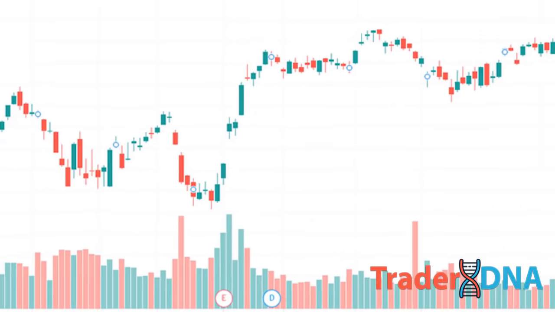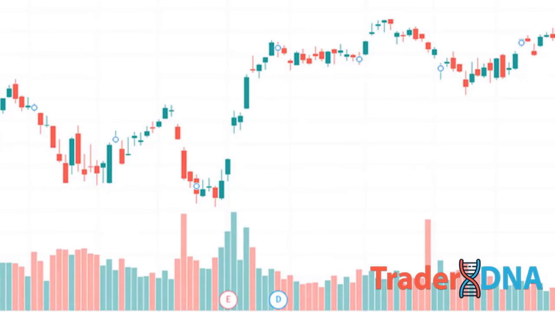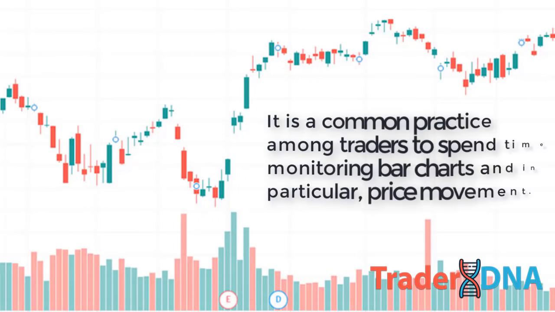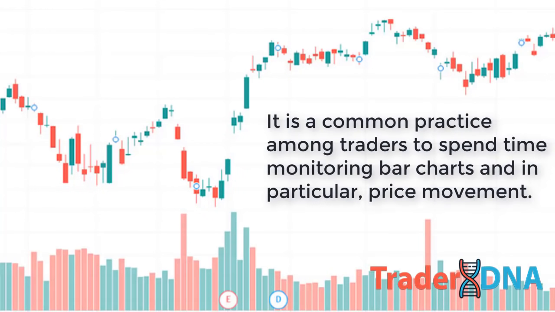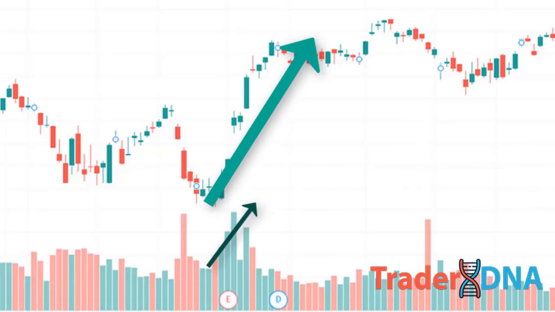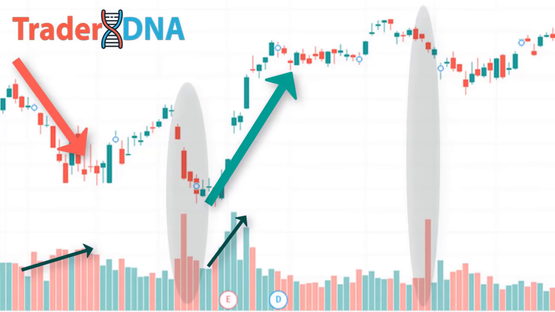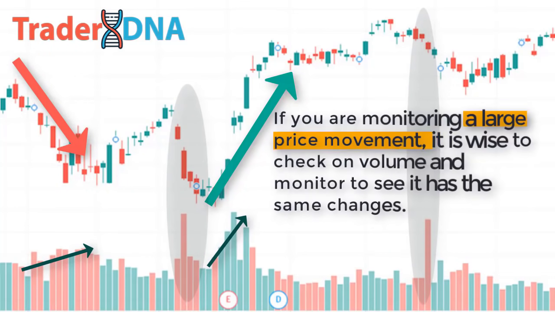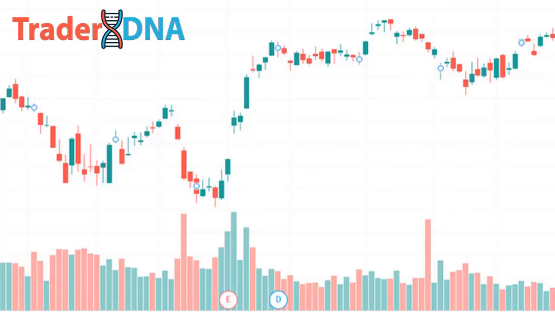In technical analysis, volume is an important indicator that aids traders in confirming trends and chart patterns. It is a common practice among traders to spend time monitoring bar charts and, in particular, price movement. When price moves up or down with relatively high volume, this situation is viewed as strong. This means that if you are monitoring a large price movement, it is wise to check on volume to see if it has the same changes.